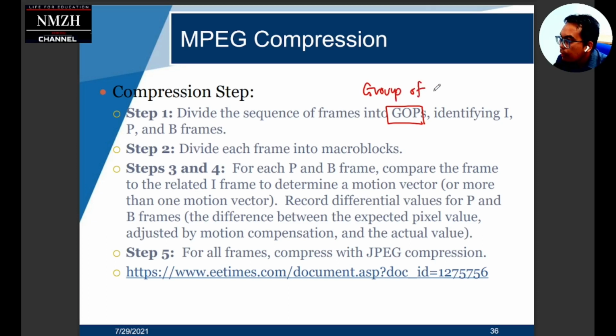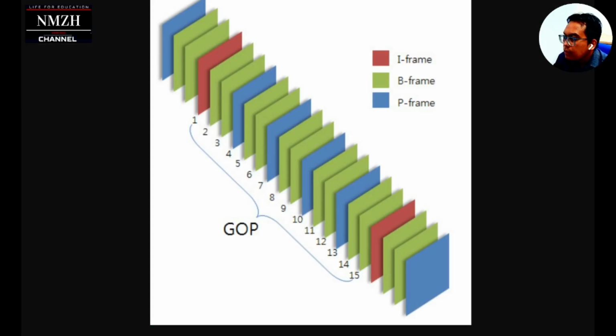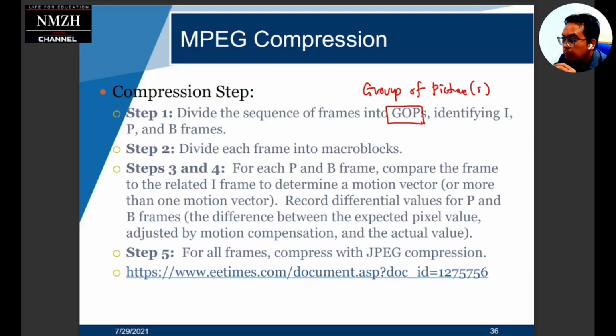Group of picture. So normally the GOP is up to 15, guys. Okay, 15, meaning there will be one initial start of the group of picture first until 15. So there will be 15 frames considered to encode them as a group. So that is in terms of GOP.